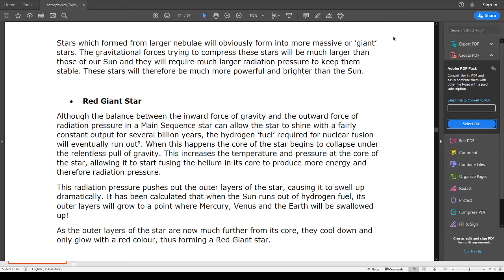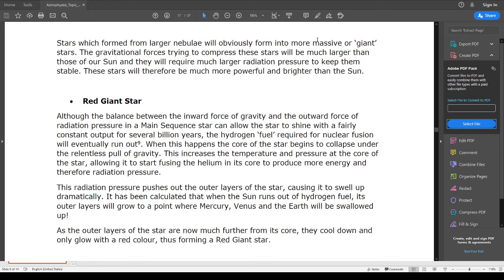Now, like I said, more massive. So the gravitational force will be much larger. What does the gravitational force try to do? Does it try to compress or expand? You need to remember this. The gravitational force tries to compress, and the outward push, that is the radiation force, tries to expand the star. These are the two forces at play. Gravitational force tries to compress, and outward radiation pressure tries to expand the star.